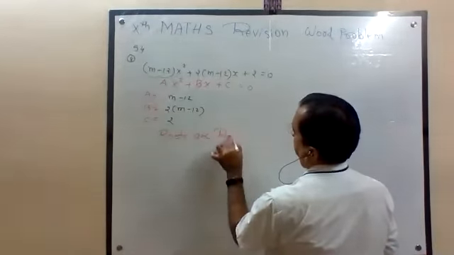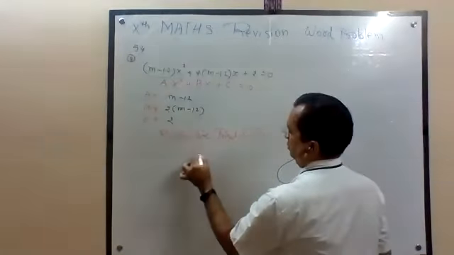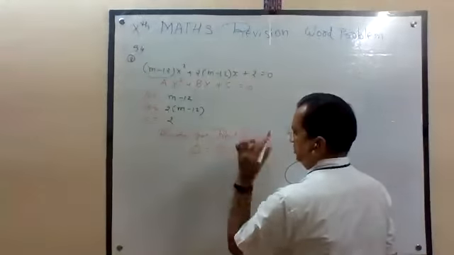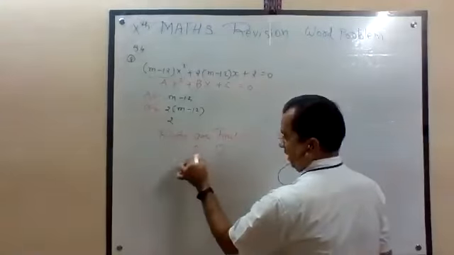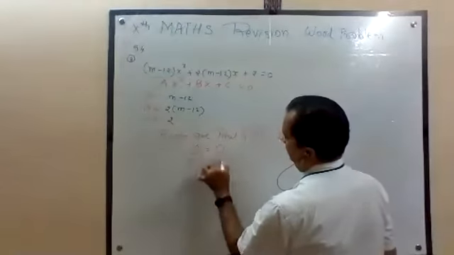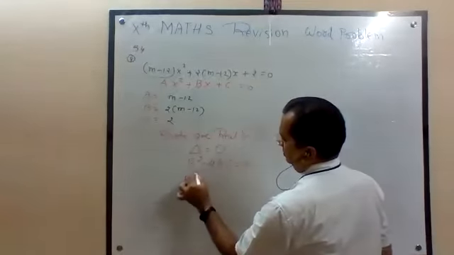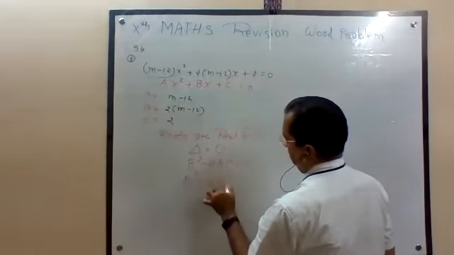Roots are real and equal. Therefore, delta is equal to 0. Therefore, the value of this formula, b square minus 4ac, is equal to 0. Therefore, b square is equal to 4ac.